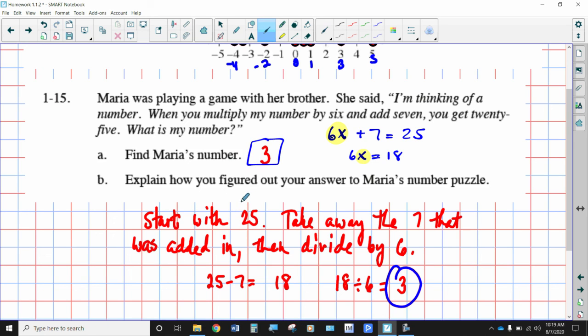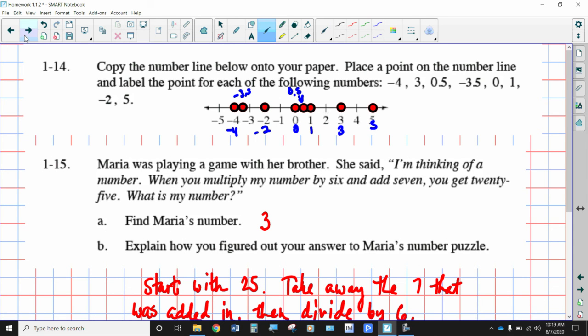So you can always check that to make absolutely certain that that is correct by plugging it in and saying, all right, I'm going to multiply my number times 3, that's 18, then add 7, that gives me 25. Yeah, we get 25. So we feel confident that this is the correct answer.